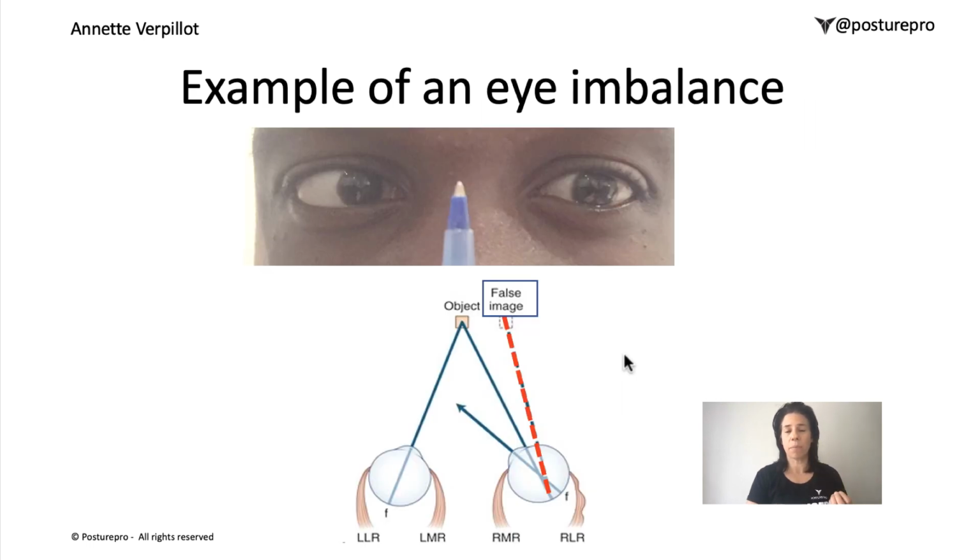You can see from this picture on your screen that his left eye is not looking at the tip of the pen and that the right eye is in fact focusing on the tip of the pen. The problem is that the 2 visual inputs that are going into your brain are of different nature. And this is when confusion begins to happen in the visual system.